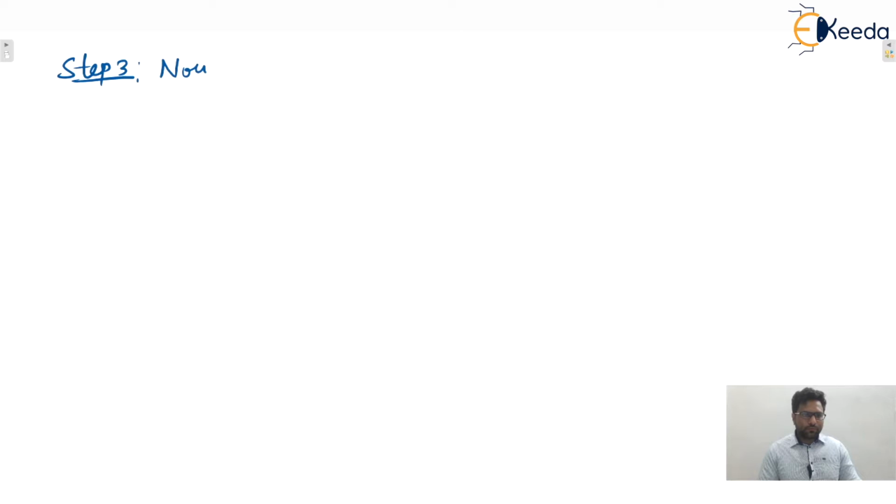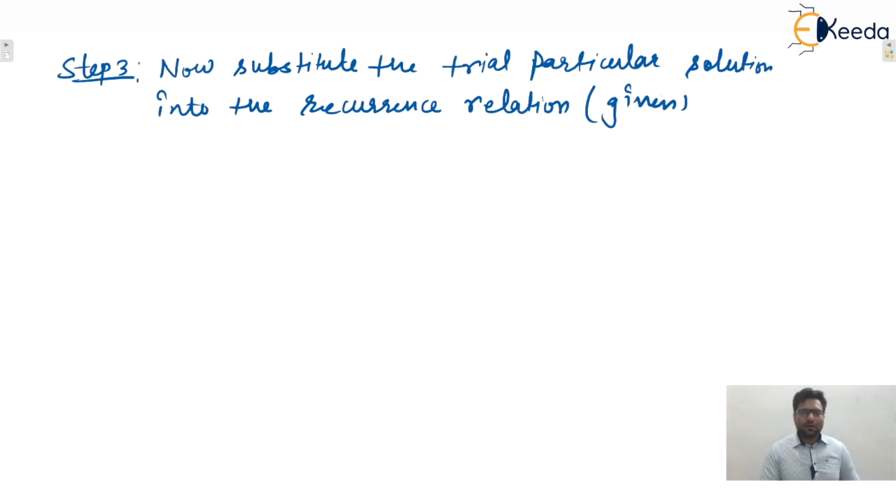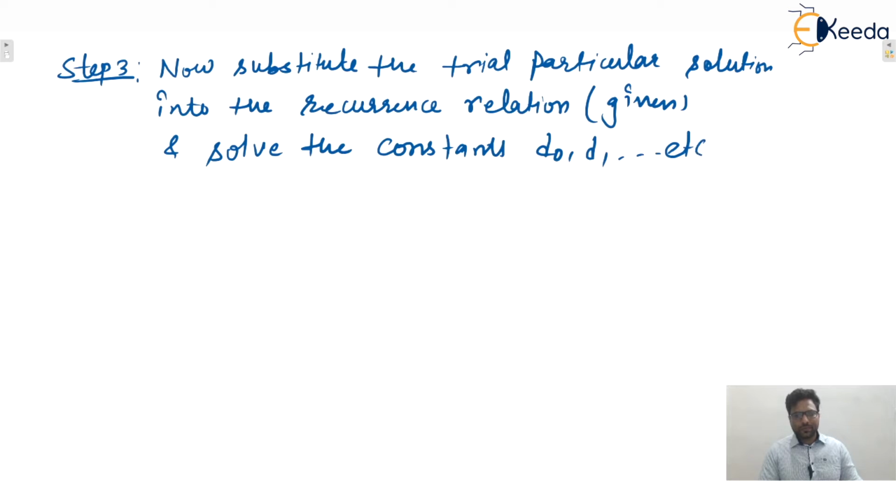Now substitute the trial particular solution into the recurrence relation that is given initially. Substitute the trial particular solution and find out the values, or solve the constants d naught, d1, etc., isn't it?